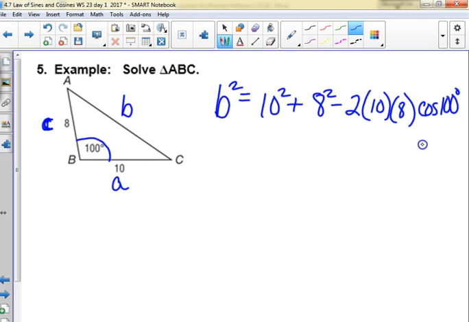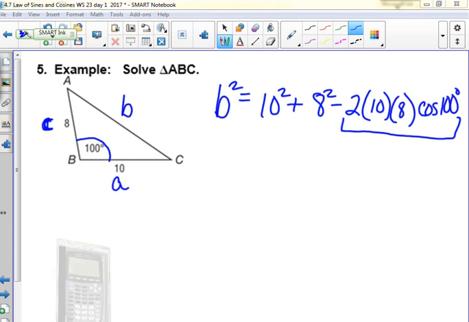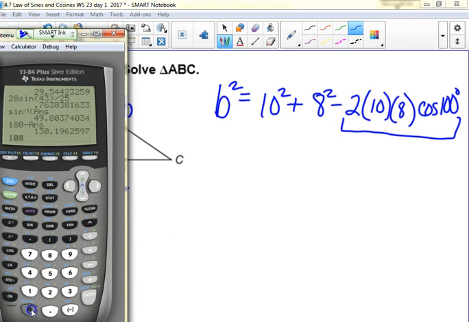If you do, be very careful because all of this is multiplied together. If you wanted to hit enter after the 8 squared, you could, but don't hit enter in the middle of all this. So 10 squared plus 8 squared minus 2 times 10 times 8, all times the cosine of 100. Don't hit an enter in there and stop anywhere.